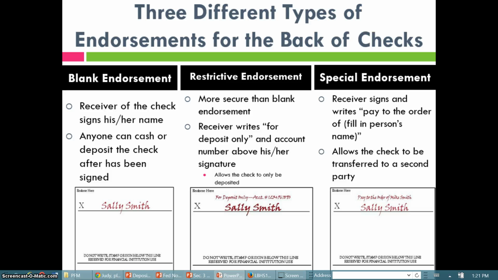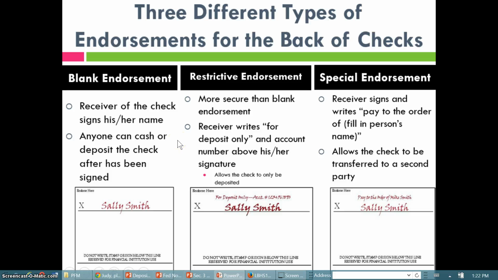There are 3 different types of endorsements for the back of checks when you've received a check and need to cash it. A blank endorsement is where the receiver of the check signs his or her name on the back, and anyone can cash or deposit that check because it's just requesting a signature. The next type is a restrictive endorsement, where you specifically say that you want it deposited only into a specific account, and then you sign it as well.